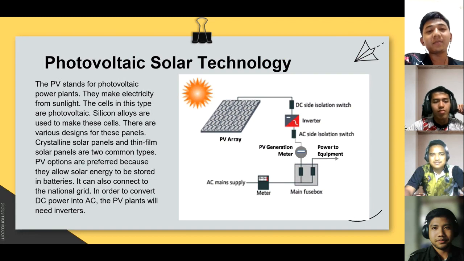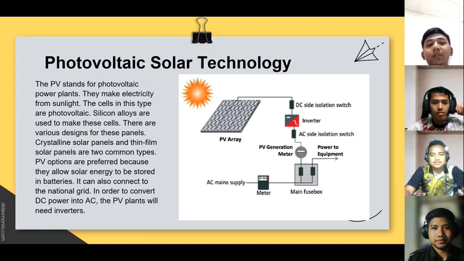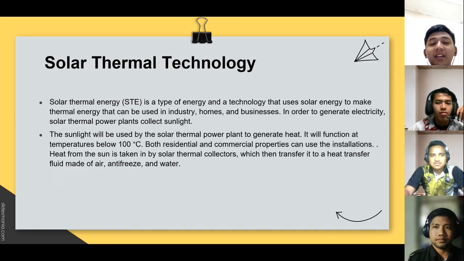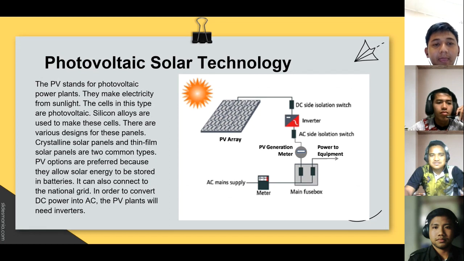For photovoltaic solar technology, PV stands for photovoltaic. These power plants make electricity from sunlight. The cells in this type are photovoltaic, and silicon alloys are used to make the cells. There are various designs for the panels. Crystalline solar panels and thin film solar panels are two common types. PV options are preferable because they allow solar energy to be stored in batteries. It can also connect to the national grid. In order to convert DC power to AC, PV plants will need an inverter.